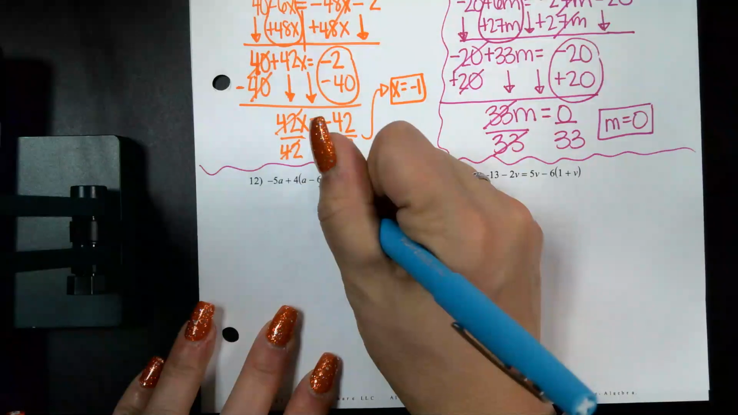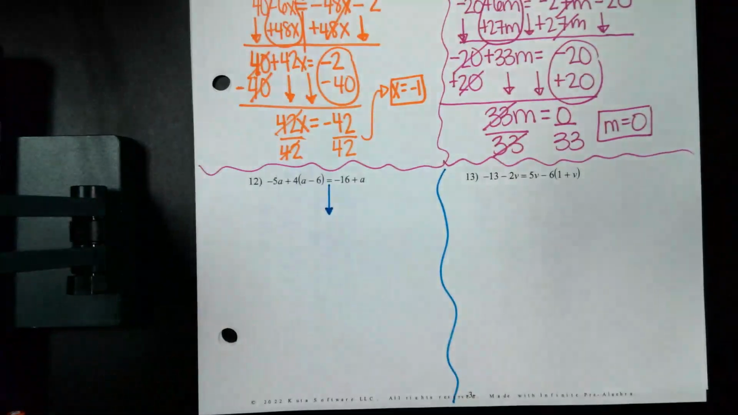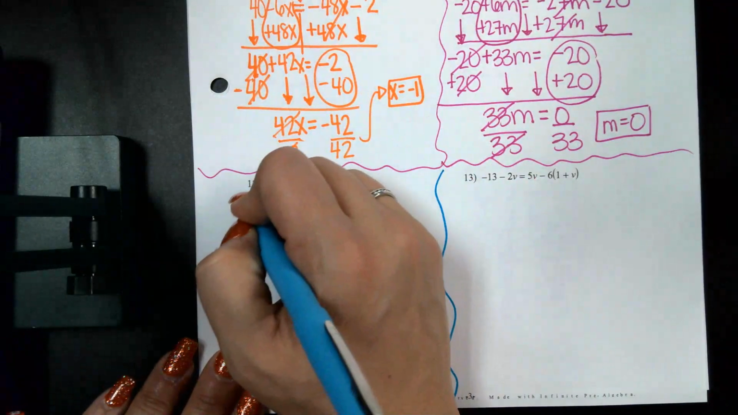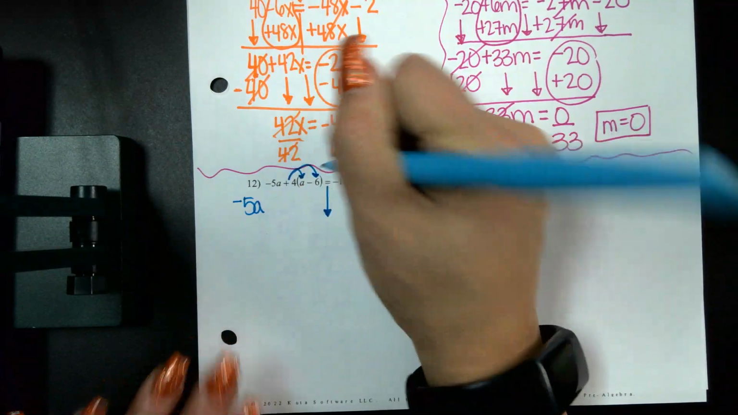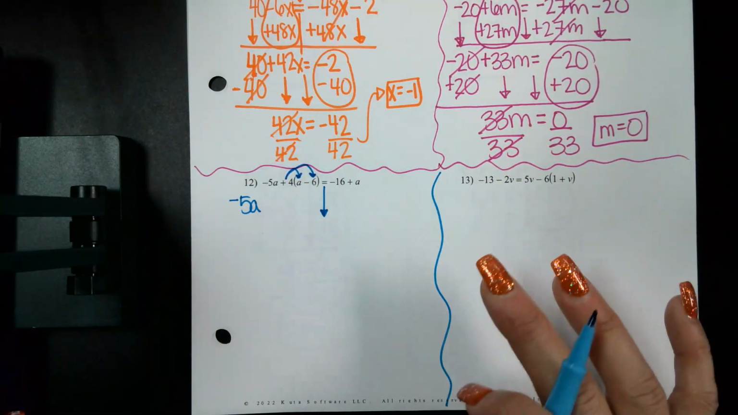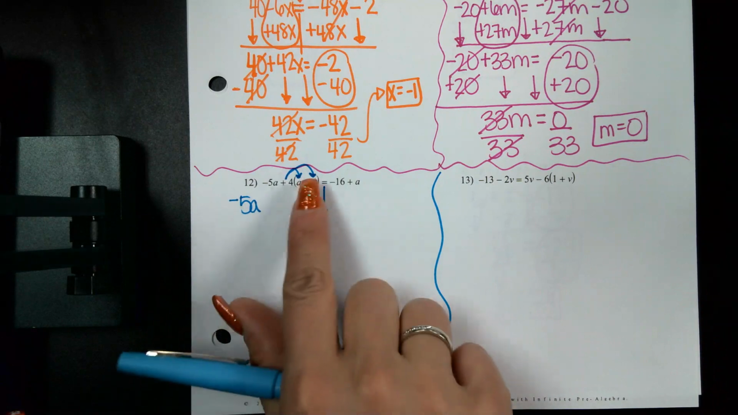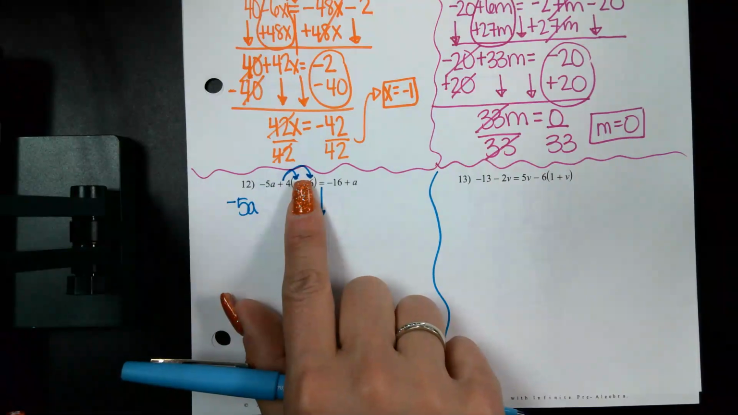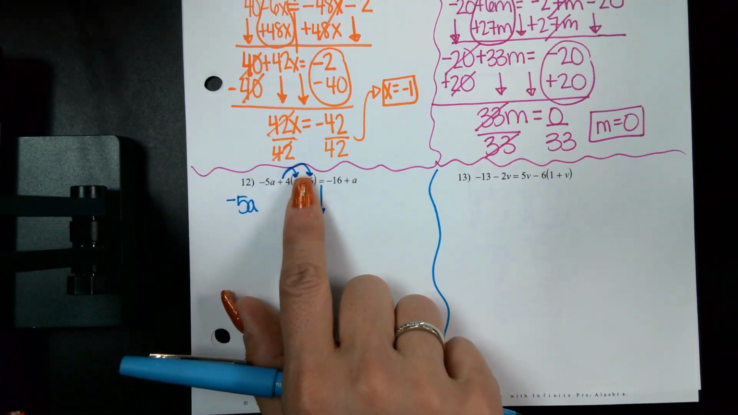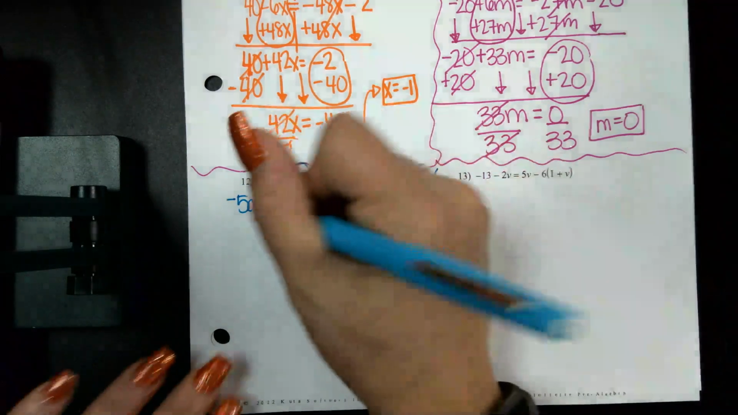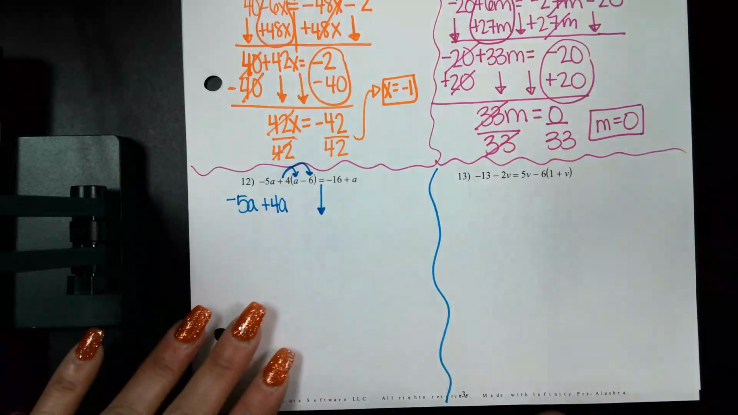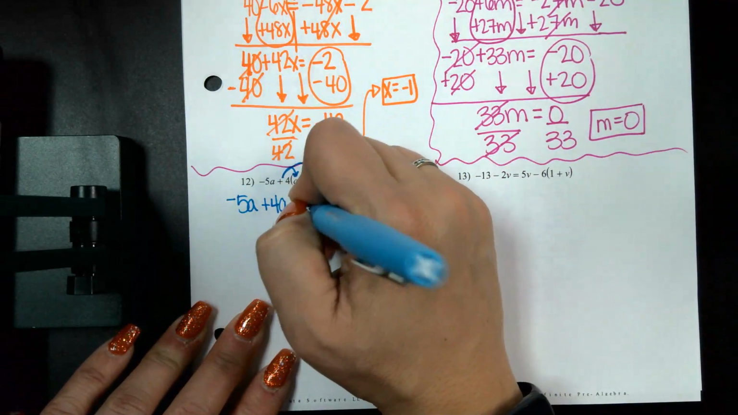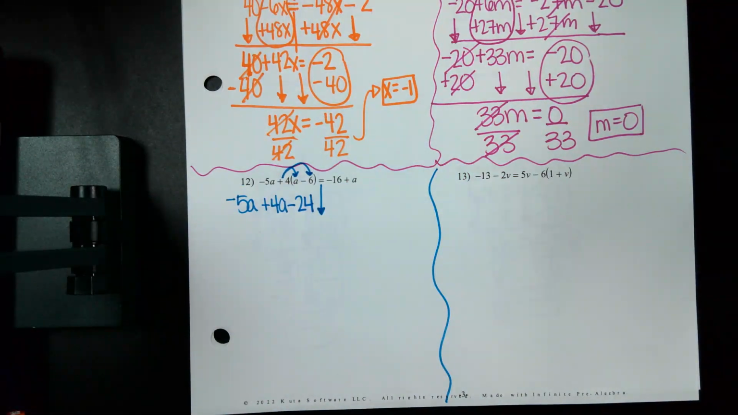On the left side of number 12, I'm going to bring down my negative 5a. And then you've got that 4 that needs to be distributed. If you just have a letter, a number times a letter just attaches them. So 4 times a is 4a. And then 4 times negative 6 is negative 24. Good.